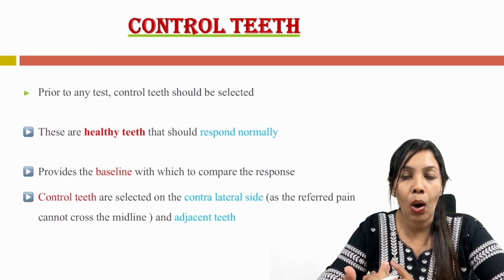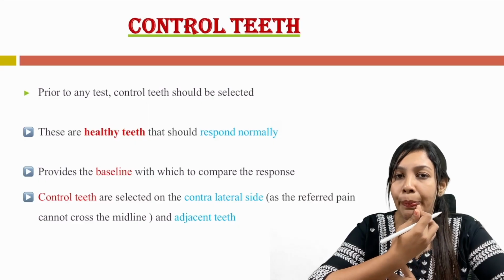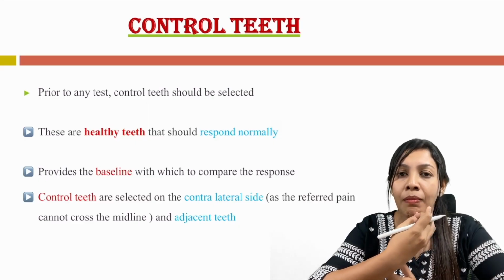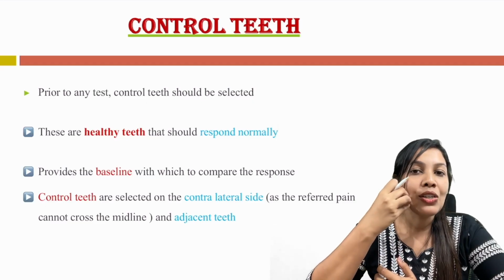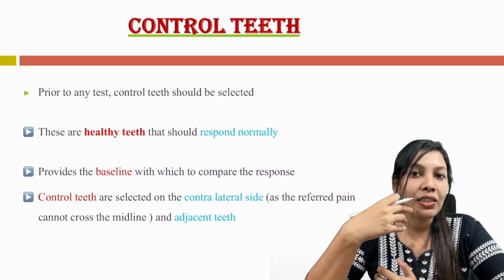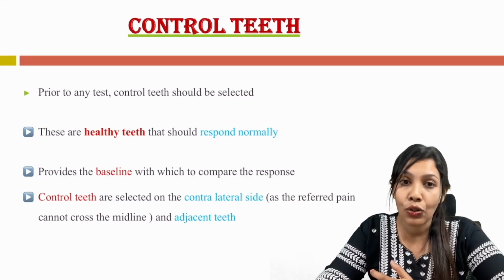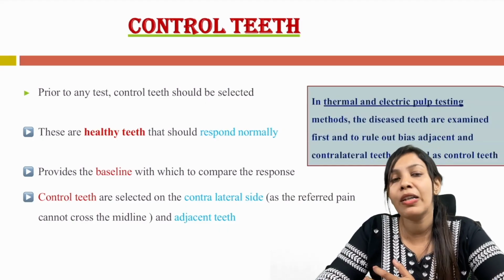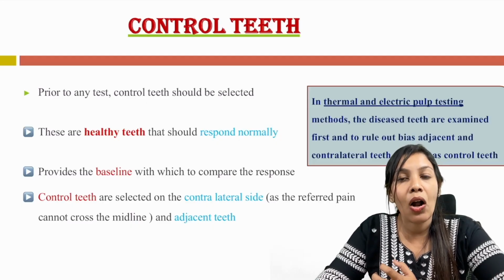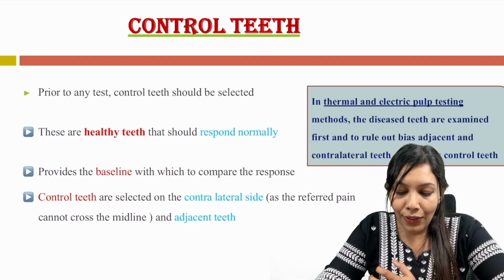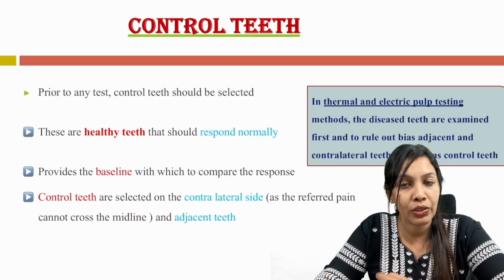Contralateral means just the opposite teeth. They say that if the pulp on this side is having a pain, the pain won't actually travel to the contralateral area. So always the contralateral teeth and the adjacent teeth should be taken as the control teeth. Especially when we do a thermal test and electrical pulp test, the diseased teeth are always examined first, and to rule out bias, the contralateral teeth are used as control teeth.